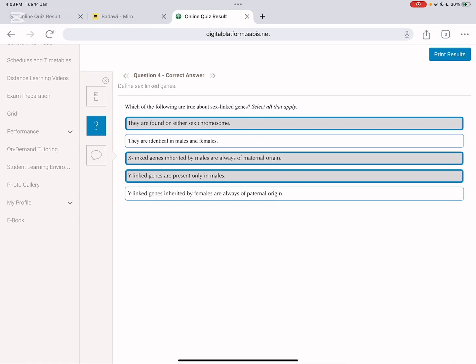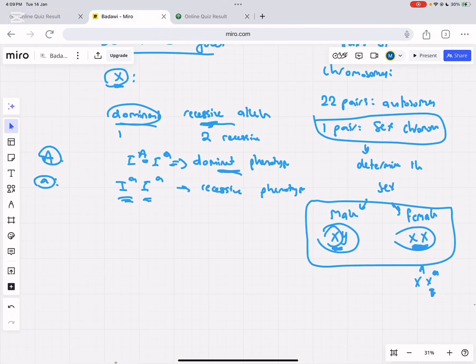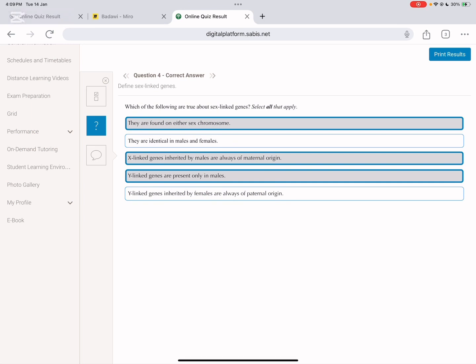X-linked genes inherited by males are always of maternal origin. When we say maternal origin, it means from the mother. Why is it from the mother? Because remember, to get a son, the dad gives the Y chromosome, while the female gives the X chromosome. So it's always going to be from a maternal origin. Y-linked genes are present only in males, that is correct. Y-linked genes are inherited by females? Females do not inherit Y-linked genes because remember, it's XX for females and XY for males.